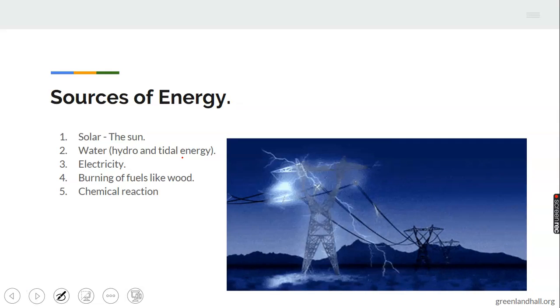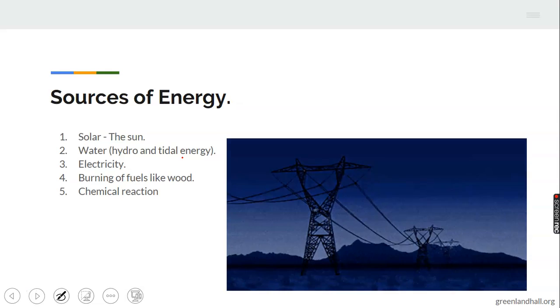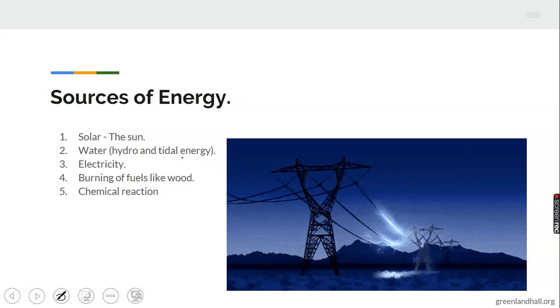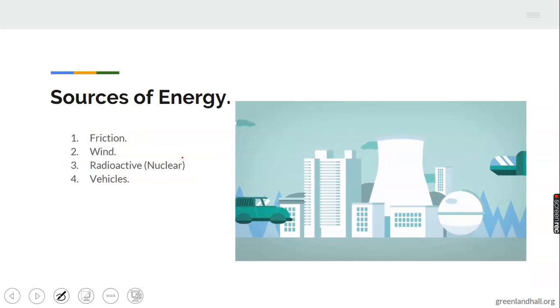Then we have chemical reaction. Chemical is when they put different kinds of chemicals together. Do you know what is called a battery? I'm sure you know. People use battery in cars. They use battery in torchlights, use batteries in wristwatches. Some chemicals have been mixed together to make these batteries. That is why they work. So chemical reaction is a source of energy.